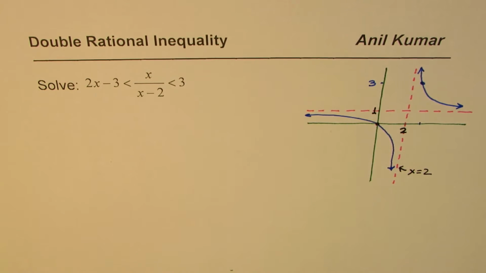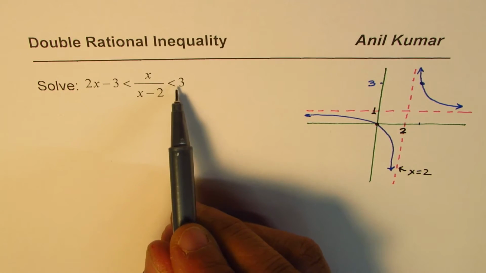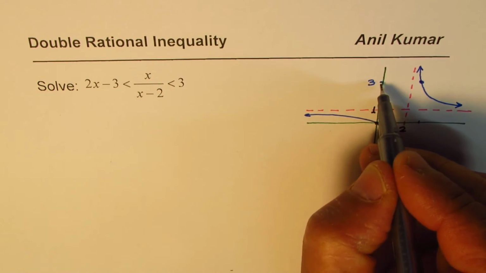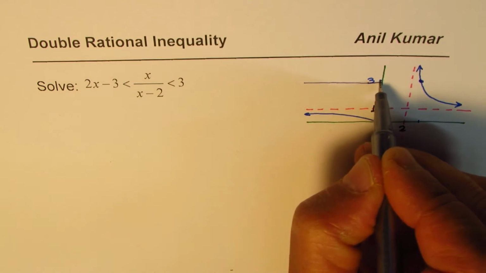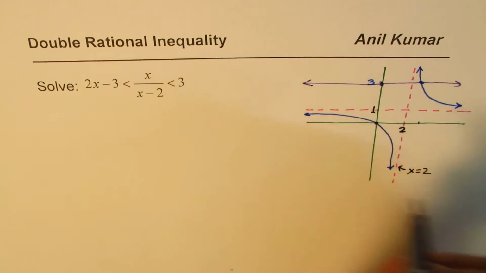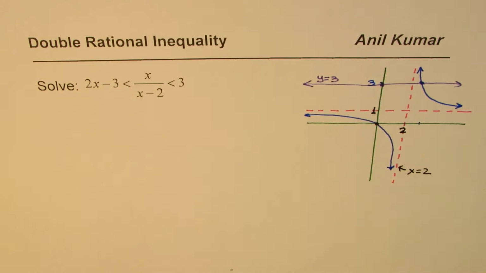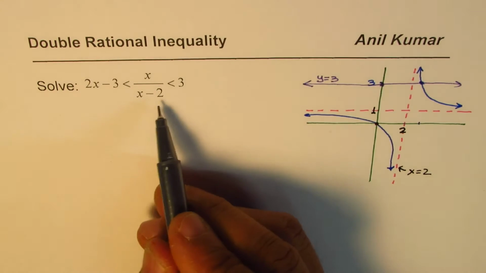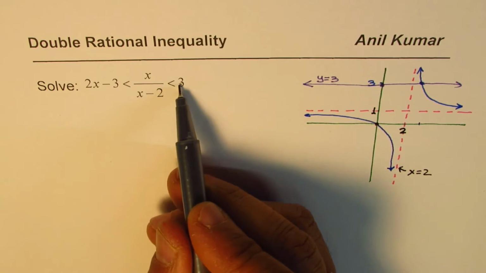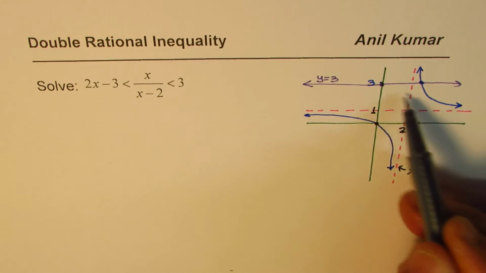Now, let me sketch the other two linear functions, which is, let's say this 3, the upper boundary for us. So y equals 3 is the function, which happens to be a straight line. It should go through 3. So this is the line y equals 3, a horizontal line. We're looking for everything which is less than 3. That means on the right side of this, so that becomes part of our solution.